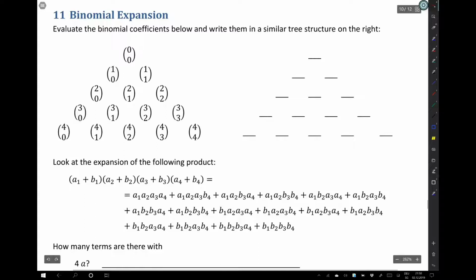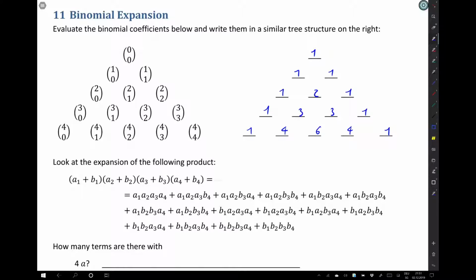In this chapter, we will find out where the name binomial coefficient comes from. As a start, evaluate the coefficients here on the left and write the corresponding values in the structure here on the right. Stop the film and then continue again. Okay, here is the result. Does this remind you of something? If not, have a short thought, stop the film and then continue again.